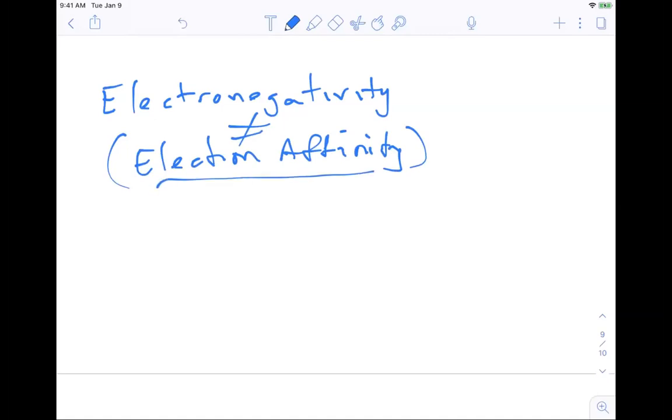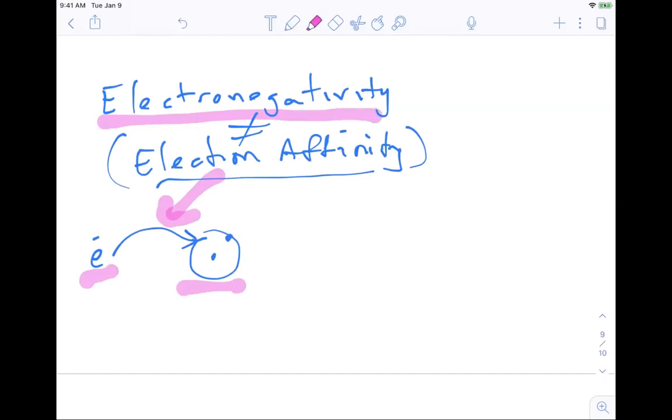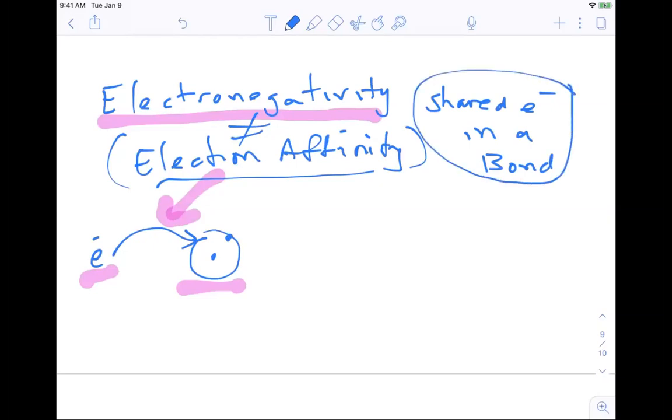To refresh your memory, here's an atom with some electrons. If I take an electron from out here and I put it into that atom, that's electron affinity. Electron affinity is adding an electron to an atom. Electronegativity refers to shared electrons in a bond. So you should never talk about electronegativity unless you're talking about electrons in a bond.